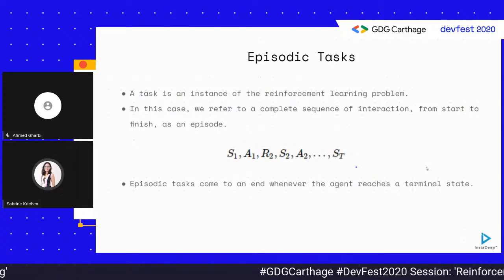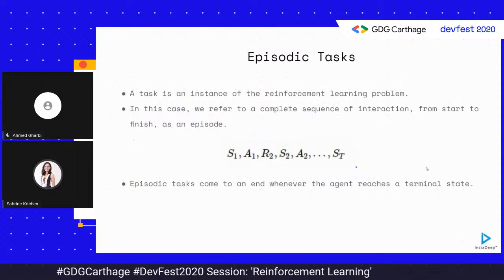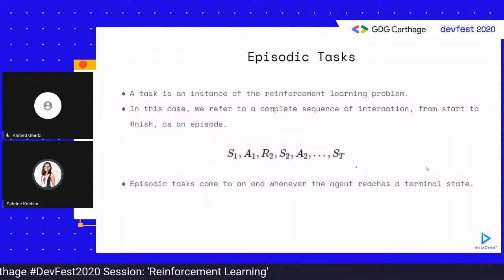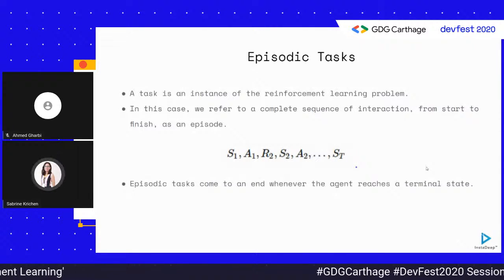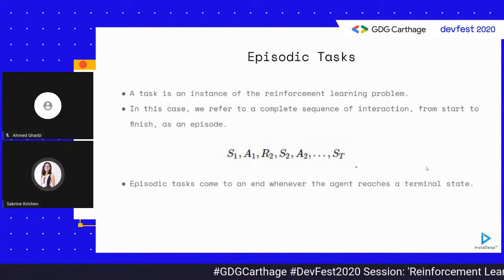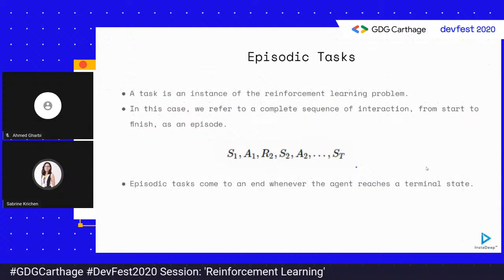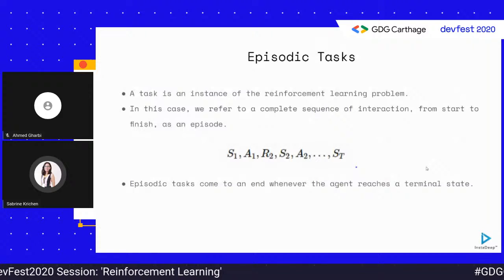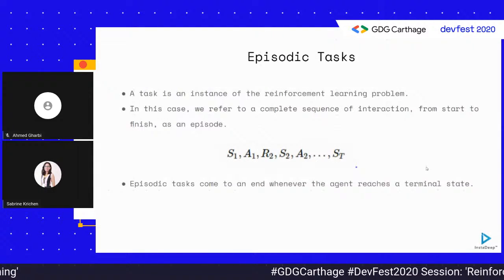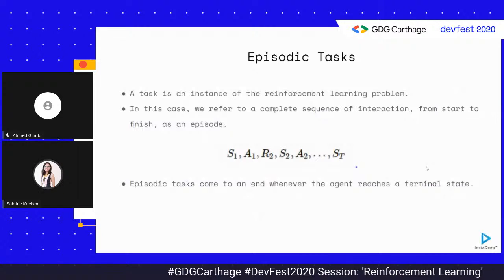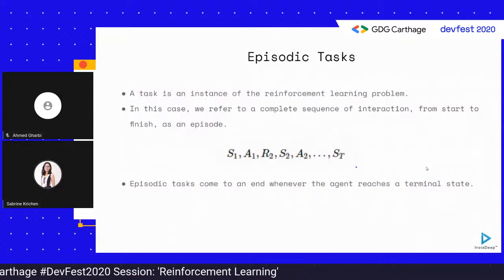So now we're going to talk about two different tasks of reinforcement learning. We have first the episodic task. So what is an episodic task? It is a complete sequence of interaction. In those tasks, we have a starting point and finish point, and those tasks can come to an end whenever the agent reaches the terminal state.